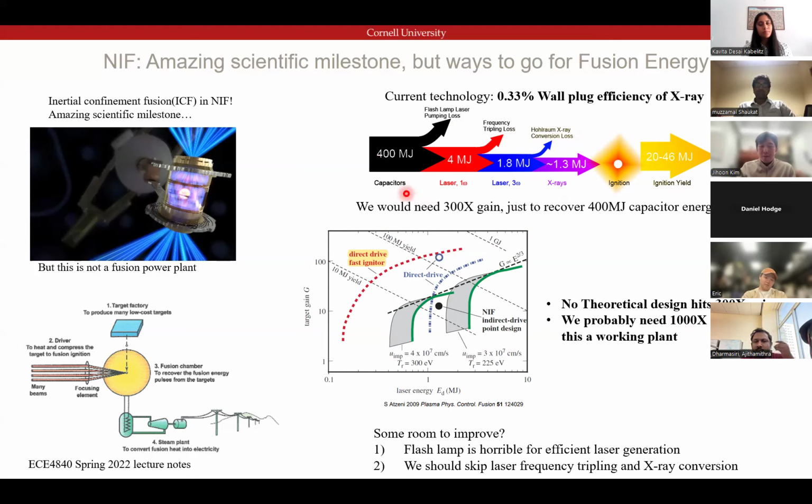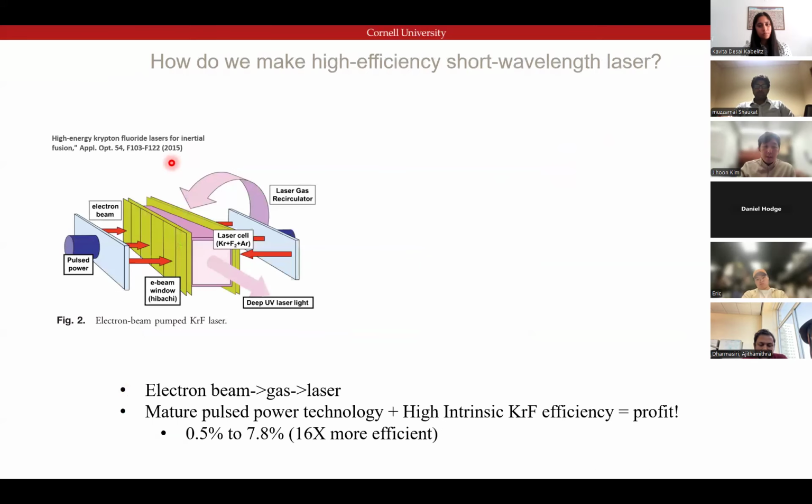One, this is a really bad, well, flash lamps are bread and butter, but you probably don't want this for energy production. And we should probably skip laser frequency tripling because we lost more than 50% here. And then we also lost like 60% here. So that kind of sets the stage for why we're trying to use excimer lasers.